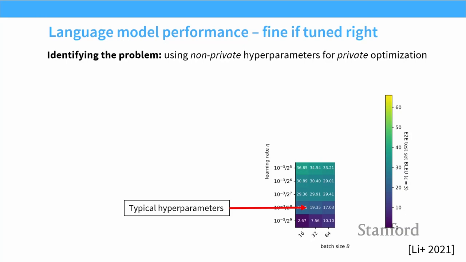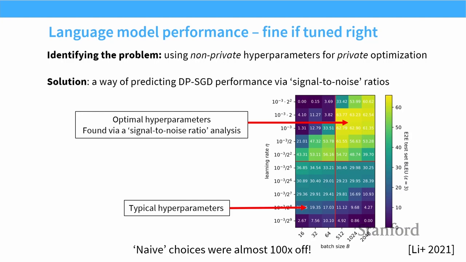This is performance on the E2E benchmark that I showed you before, and around 60 is state of the art, 70 is state of the art, and 10 is totally unusable. It's garbage. So if you use typical hyperparameters for non-private training, you get basically garbage. But this was actually about two orders of magnitude off. If you change the hyperparameters substantially to be more suitable for differential privacy, you actually get close to non-private performance.